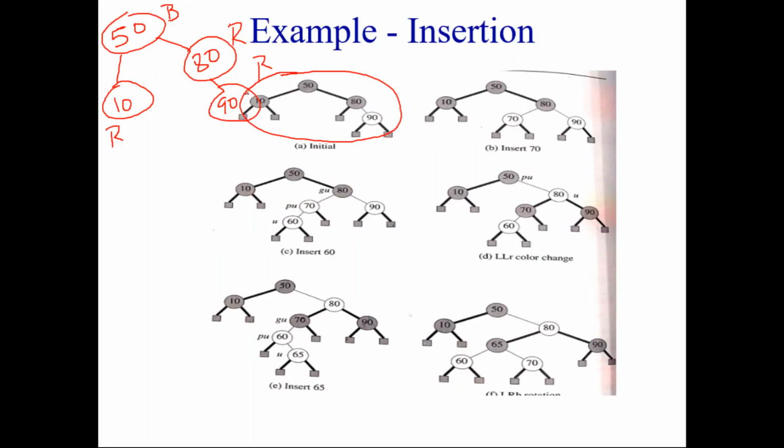Which one should be recolored? Should the leaf node be recolored? No. This will remain 90; we won't recolor the leaf node. So this 80, the parent, will become black, and the parent's sibling also will become black. And the grandparent, if it is not a root node, you have to make it red, but currently the grandparent is a root node, so leave it. So after inserting 90, these colors will change like this.